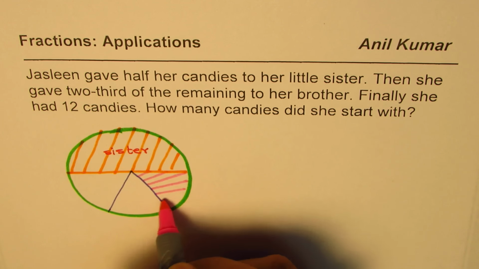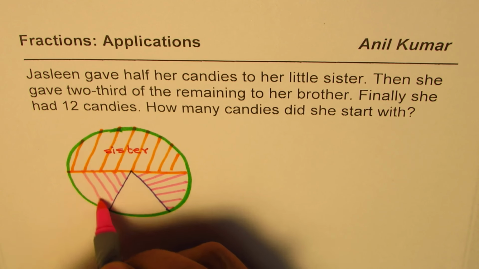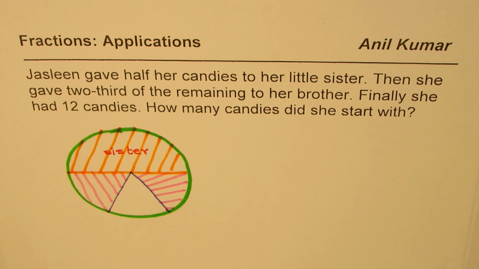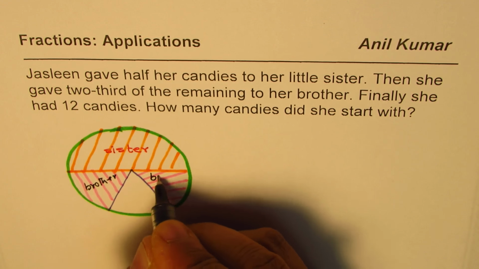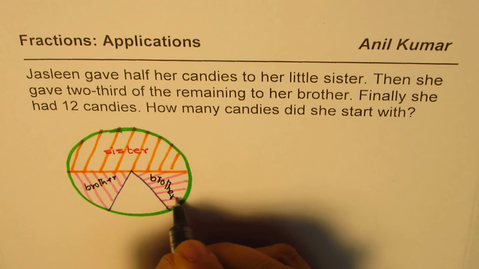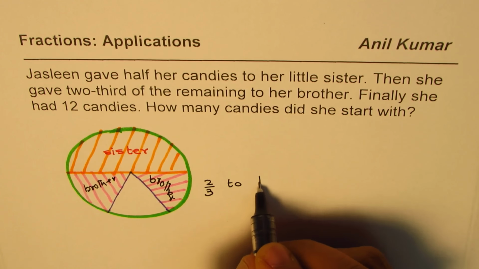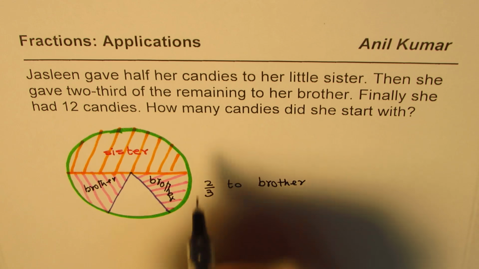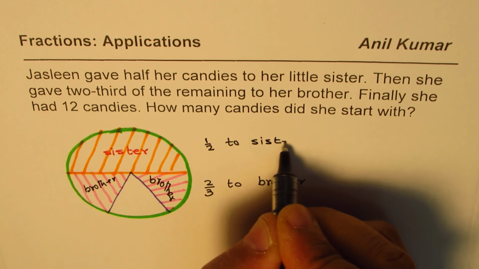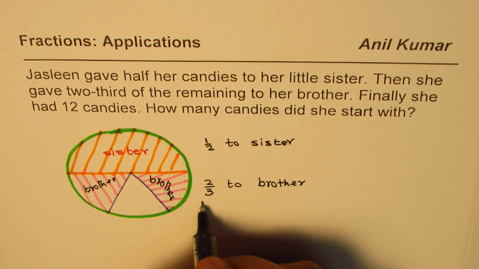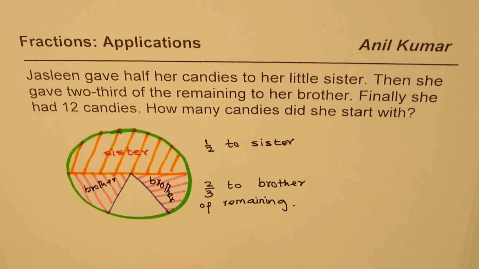And let's say this one. So 2/3 she gave to her brother, right? So we have brother. This is also for brother. So that is 2/3, 2 out of 3, to brother. And here we have half to sister. So it is 2/3 to brother, 2/3 of the remaining. This is important, 2/3 of the remaining, whatever remains.